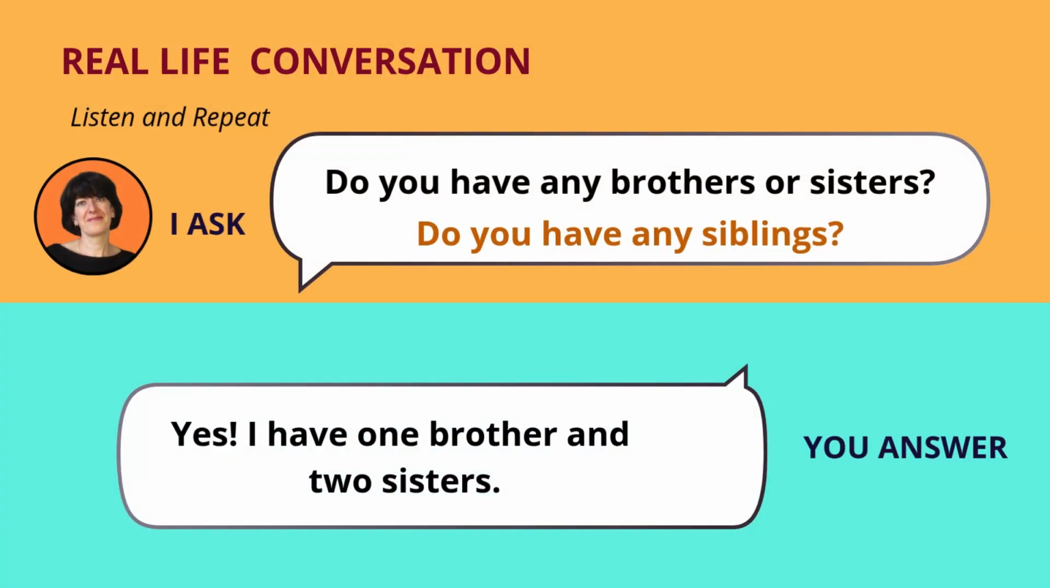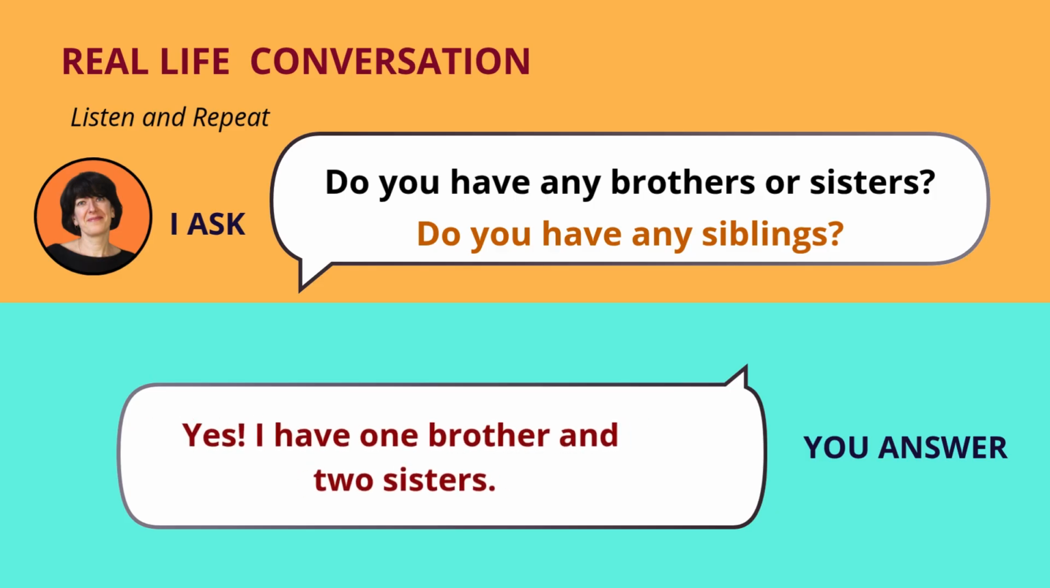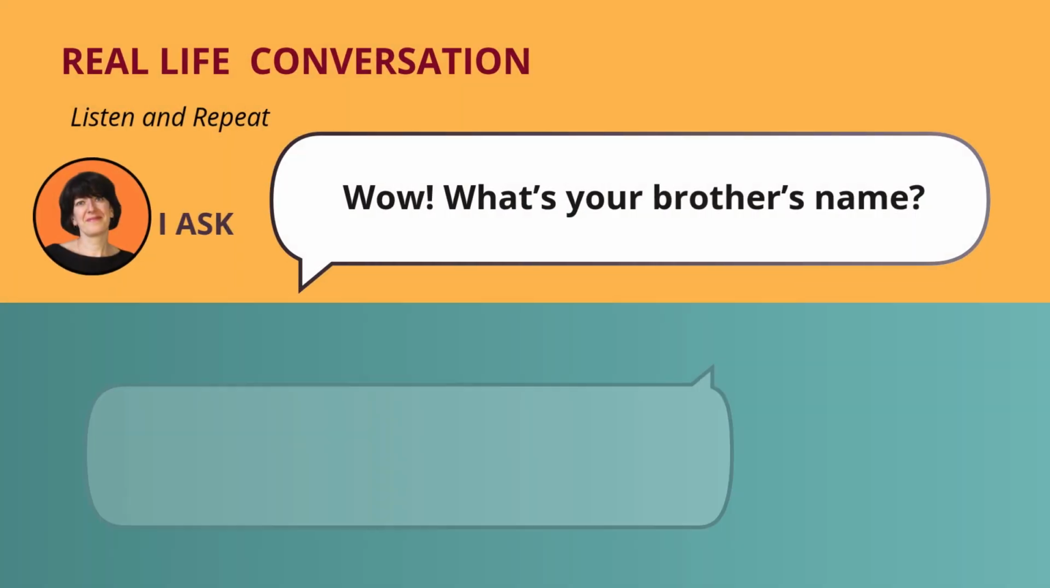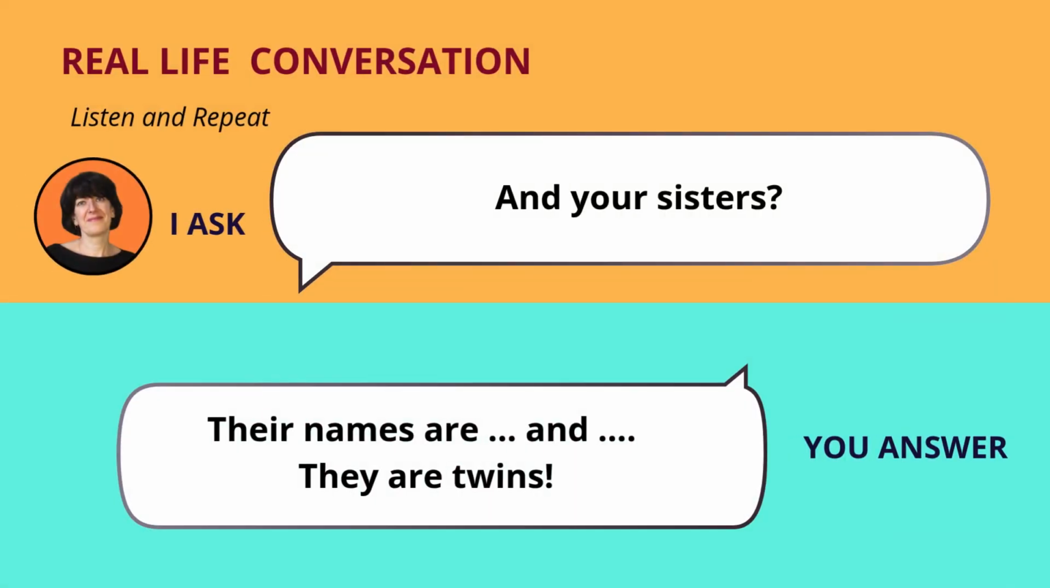Do you have any brothers or sisters? Or you can ask, do you have any siblings? Yes, I have one brother and two sisters. Do you have any brothers or sisters? Do you have any siblings? Wow, what's your brother's name? His name is. He is years old. Wow, what's your brother's name? And your sisters? Their names are, and they're twins. And your sisters?